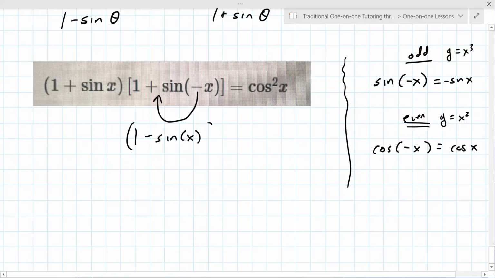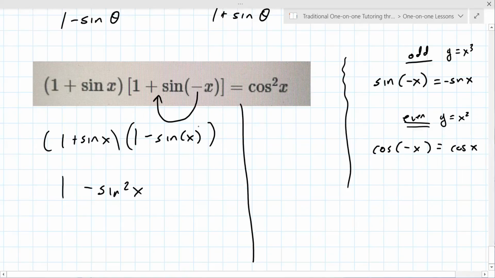And then do you just FOIL? Yes. So when you FOIL, you get 1. This is a difference of squares, so the outer and the inner cancel. 1 minus sine squared x. Again, you're not allowed to work on left and right. So on the left here, this just becomes cosine squared x. And you can say, yeah, I've got it. It's correct.